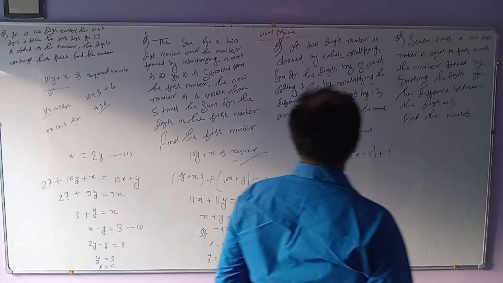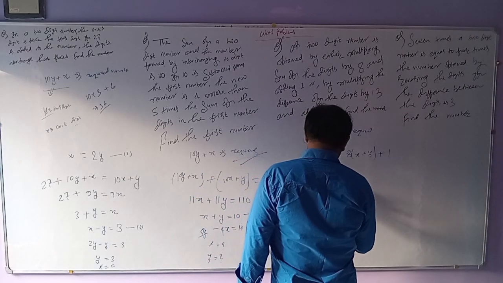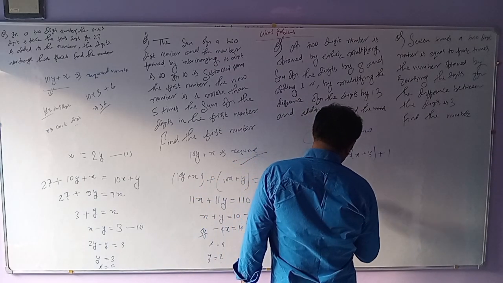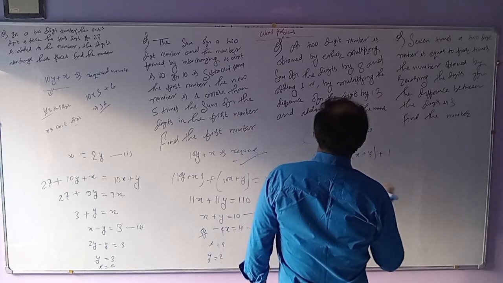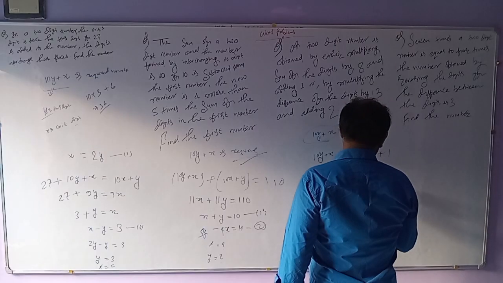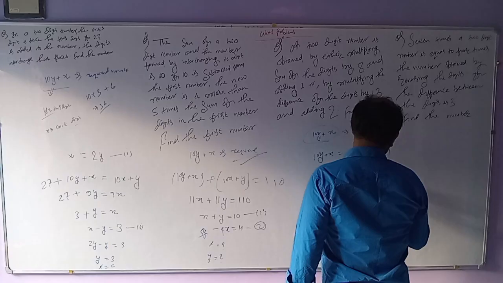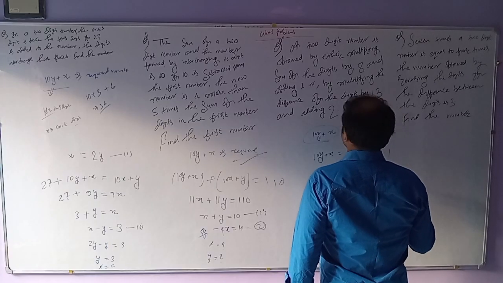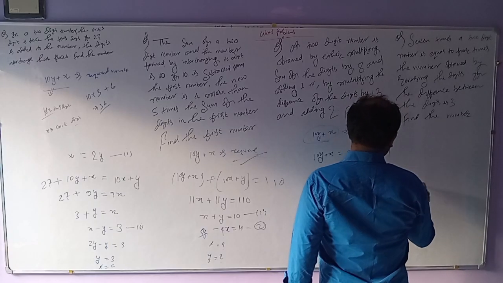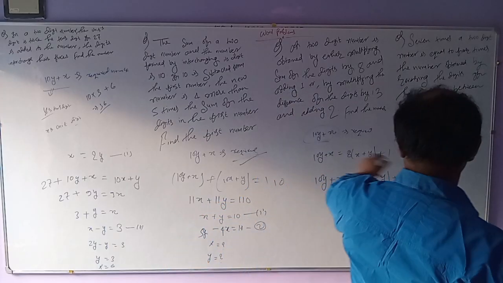In another way, by multiplying the difference of the digits, x minus y, by 13, and adding 2. That is, find the number.